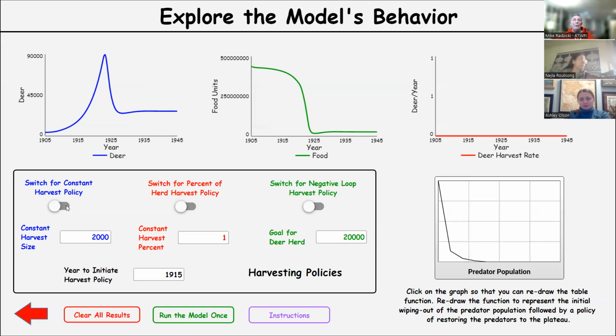So one way to do it would be the simplest way. Let's turn this on: a constant harvest. So every year we're going to harvest 2,000 deer or 3,000 or whatever. The first try is 2,000.